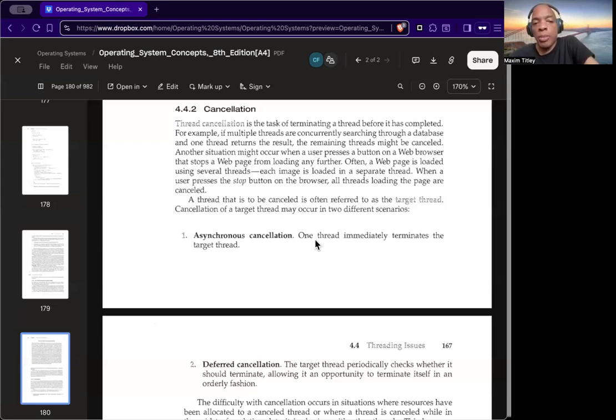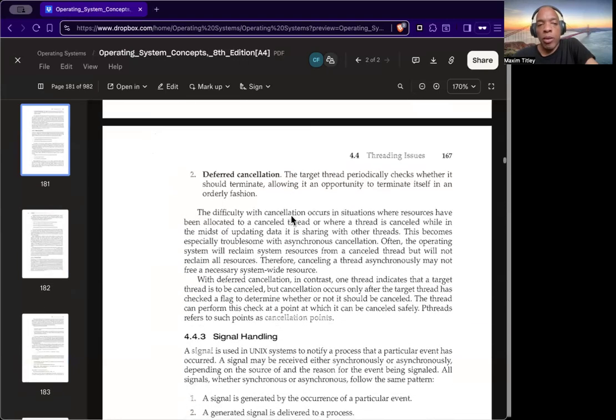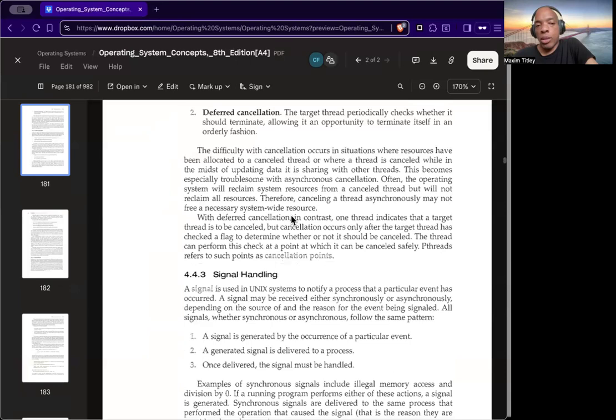So a thread that is going to be canceled is often referred to as the target thread. And when we cancel the target thread, this occurs in the following scenarios. There could be a deferred cancellation, right? The target thread periodically checks whether it should terminate, allowing it an opportunity to terminate itself in an orderly fashion, kind of like a clean shutdown, right?